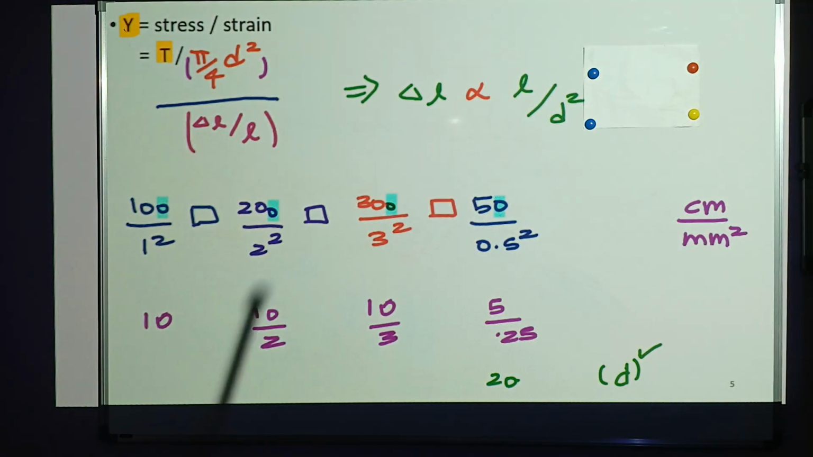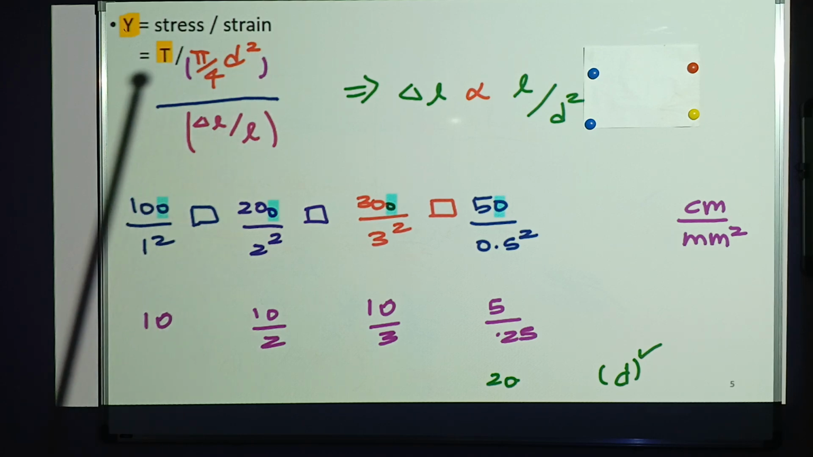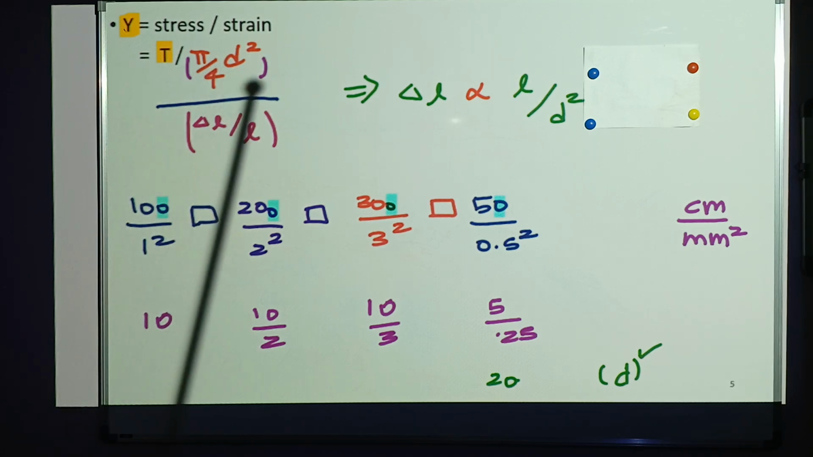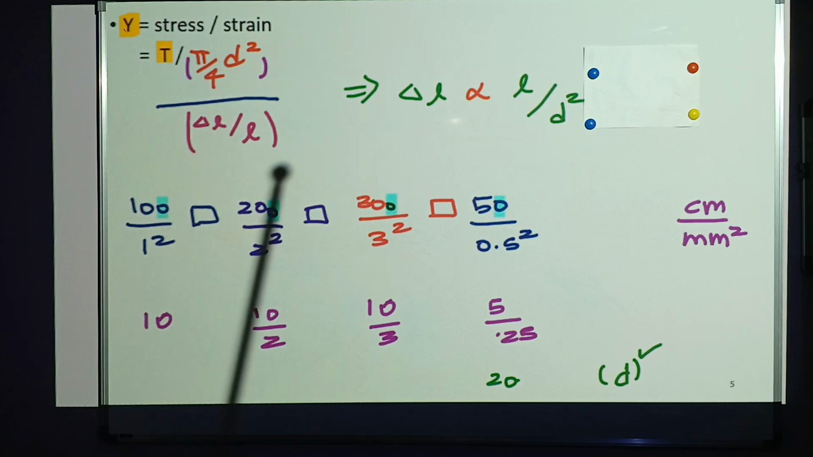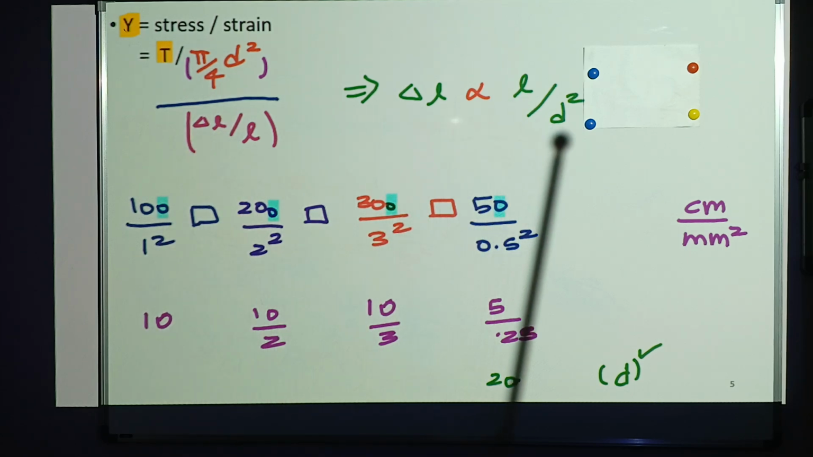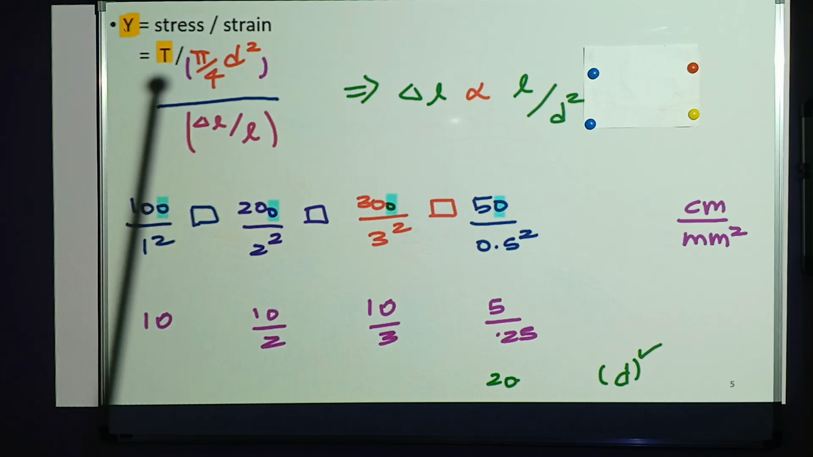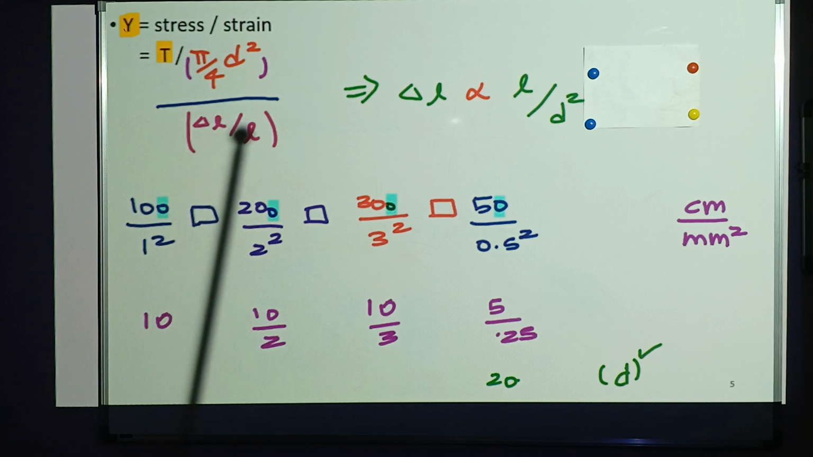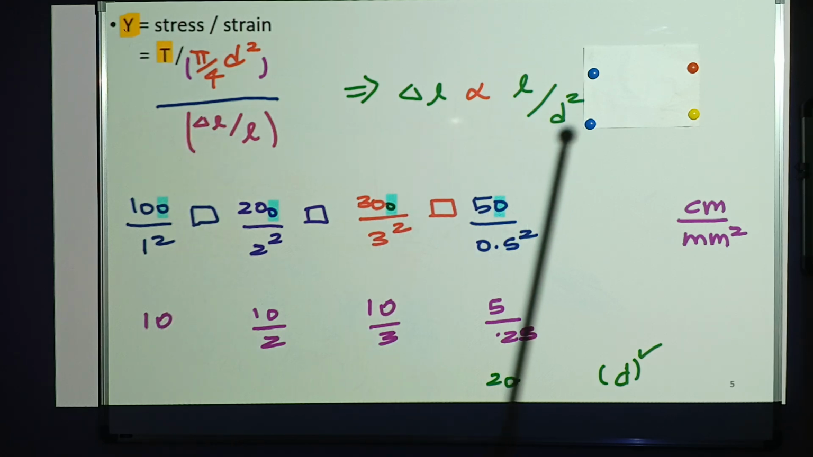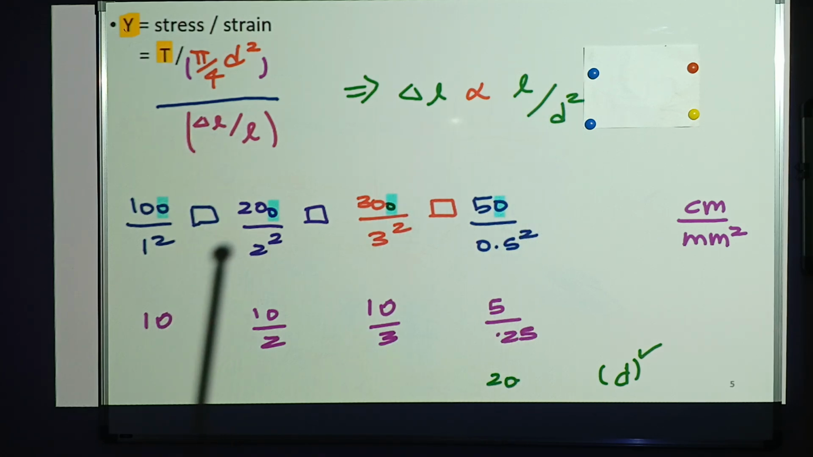This is what I explained here. Young's modulus is stress by strain. Stress is force per unit area, force is tension, and area is pi by 4 d square. Strain is delta L by L. From this we get delta L proportional to L by d square because Y is the same for all the 4 cases, the material is the same, and the pulling force tension is the same. So the only variables are L, d, and delta L. So we have to compare this thing for the 4 cases. Simplifying, we get the fourth case as the maximum value. The units are centimeter by mm square, and there is no need to convert because whatever the conversion factor is, it is the same for all 4 cases and will get cancelled.